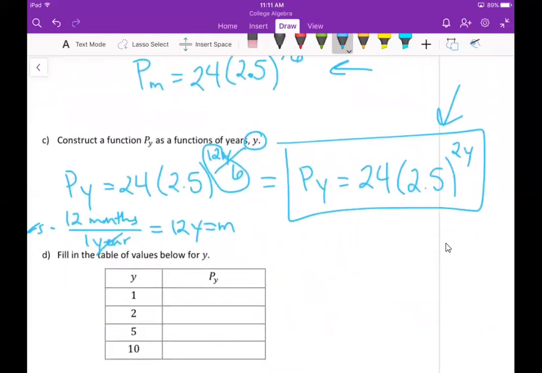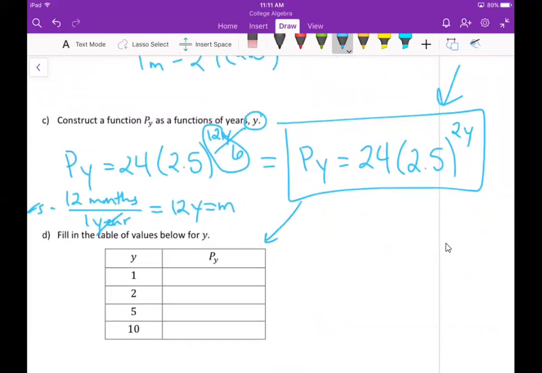So use that years function to just see what that growth rate would do. What would happen after 1 year, 2 years, 5 years, and then 10 years to this population? Just see how fast that growth would change. So if you plug in 1 year, that would be 24 times 2.5 to the second power. You will get a population of 150. In just 1 year, that population of 24 rabbits will have grown to 150. If you plug in 2 there, so you have a power of 4, you'll see in just 2 years, the population will be 938 rabbits.